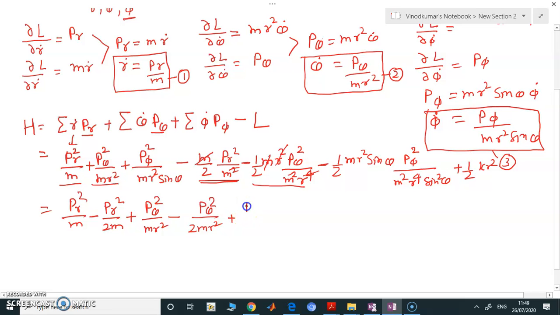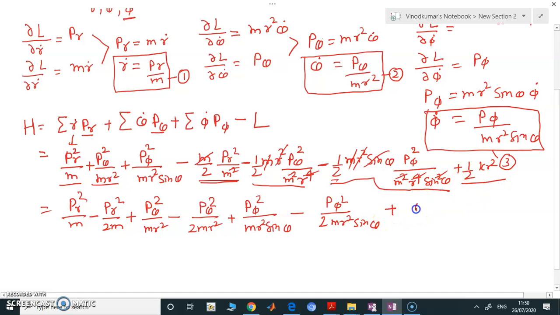Next term is p phi square divided by m r square sine square theta, and here this term is the p phi term, so m will be cancelled with one of them, r square will be cancelled, and one of the sine square theta will be cancelled with this. So here we get minus p phi square by 2m r square sine square theta, and the last term is the potential energy term, plus half k r square.